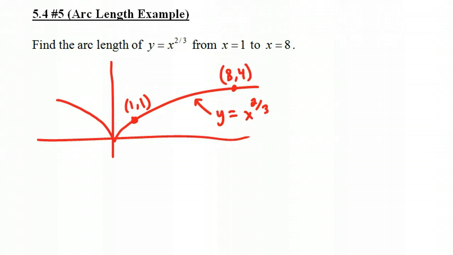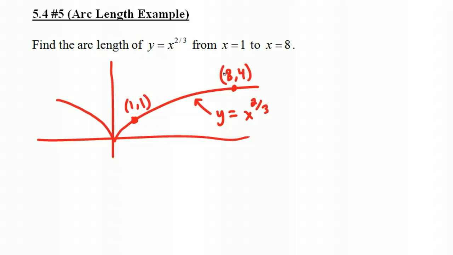In this video, I'm going to do problem number 5 from section 5.4 in the book. That problem is to find the arc length of the curve y equals x to the 2/3 power from x equals 1 to x equals 8. I've drawn the curve y equals x to the 2/3 power right here, and our points are (1, 1) and (8, 4).